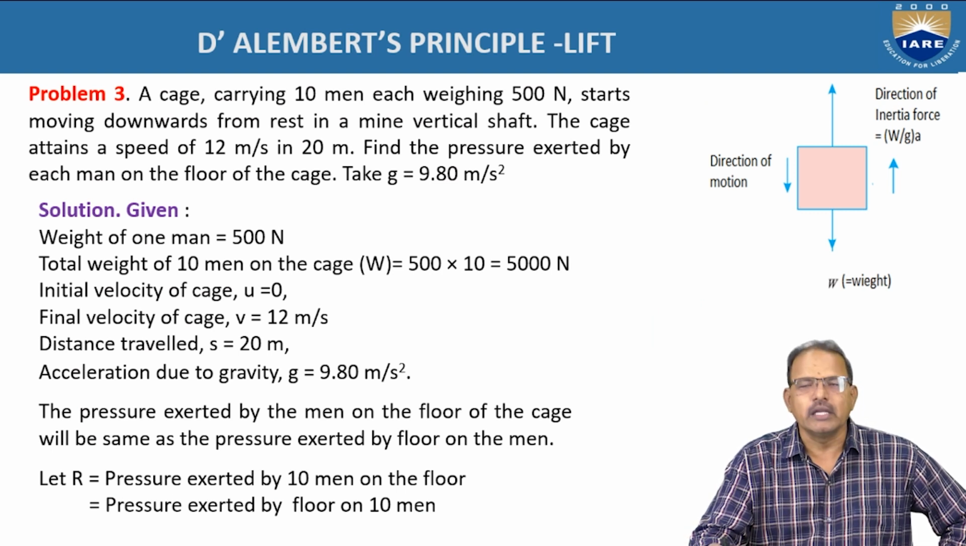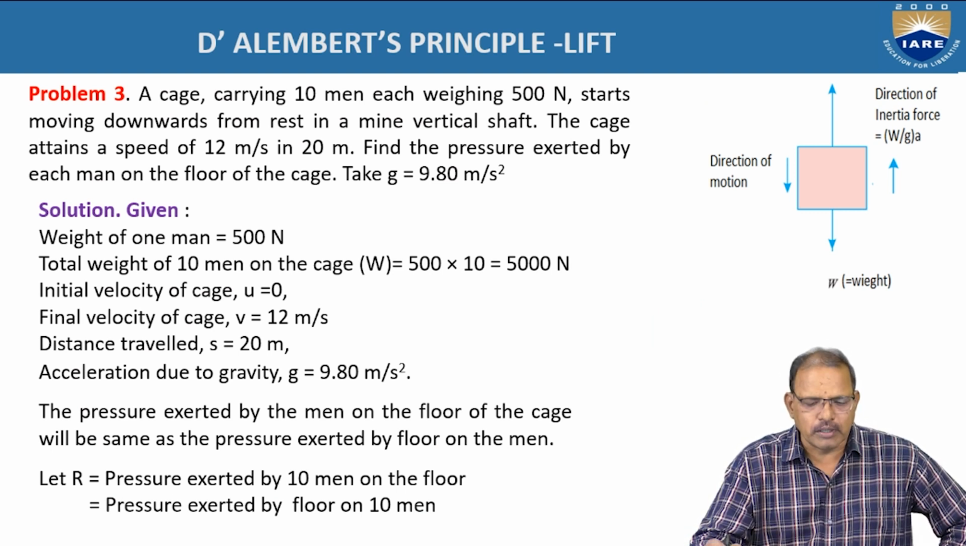A cage carrying 10 men, each weighing 500 newtons, starts moving downwards from the rest in the main vertical shaft. The cage attains a speed of 12 meters per second in 20 minutes. Find the pressure exerted by each man on the floor of the cage. Take g is equal to 9.80 meters per second square.